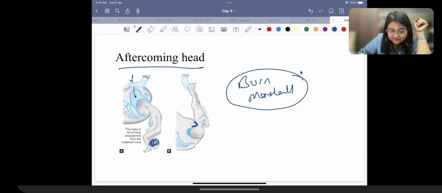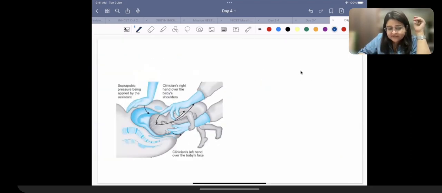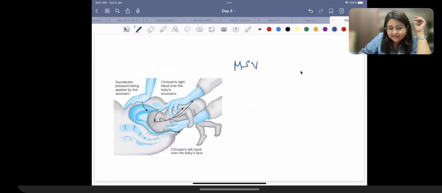And you can see one person is giving suprapubic pressure. This is maintaining flexion of the fetal head. So this is Byrne-Marshall technique. Then we have this one. This is Morisot-Smalley-Viet technique. What is done here?